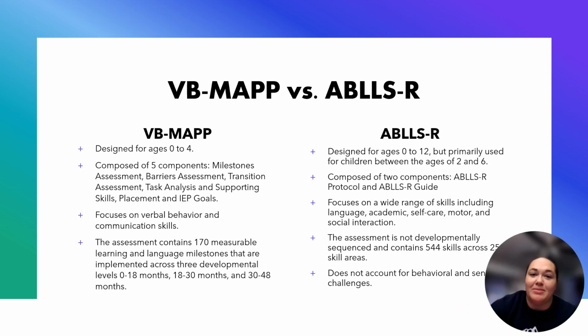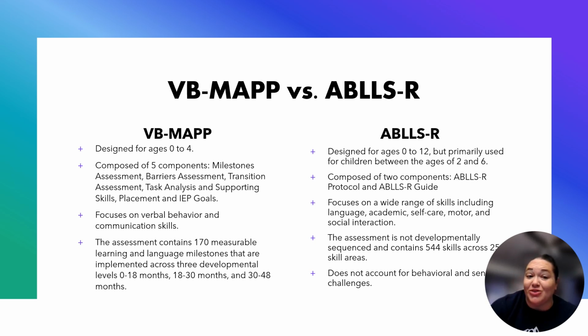Here we are comparing the VB-MAP versus the ABLES-R. The VB-MAP is designed for ages 0 to 4, and the ABLES-R is designed for ages 0 to 12, although it's primarily used for children between the ages of 2 and 6. The VB-MAP is composed of 5 components. It has the milestones, barriers, and transitions assessment, along with the task analysis, supporting skills, placement, and IEP goals. The ABLES-R is composed of 2 components, the ABLES-R protocol and ABLES-R guide.